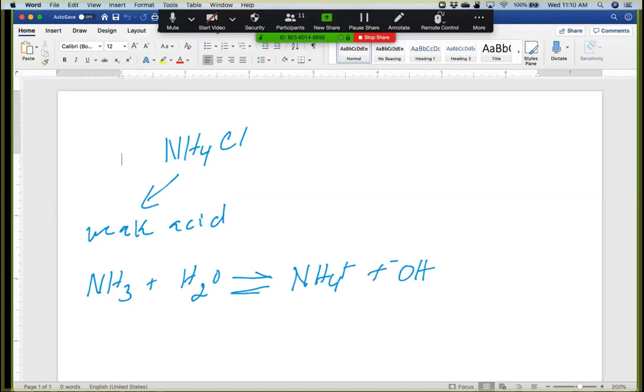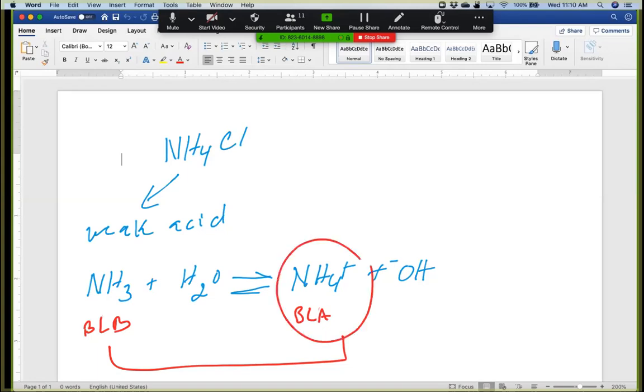So if I know this is going to be my Bronsted-Lowry acid, that means NH4 has to be my Bronsted-Lowry. Sorry, I screwed that up again. NH3 is our Bronsted-Lowry base. NH4 is my Bronsted-Lowry acid. This is the cation I'm looking at, because I'm looking at this particular cation as part of the compound. It's a weak acid, right?